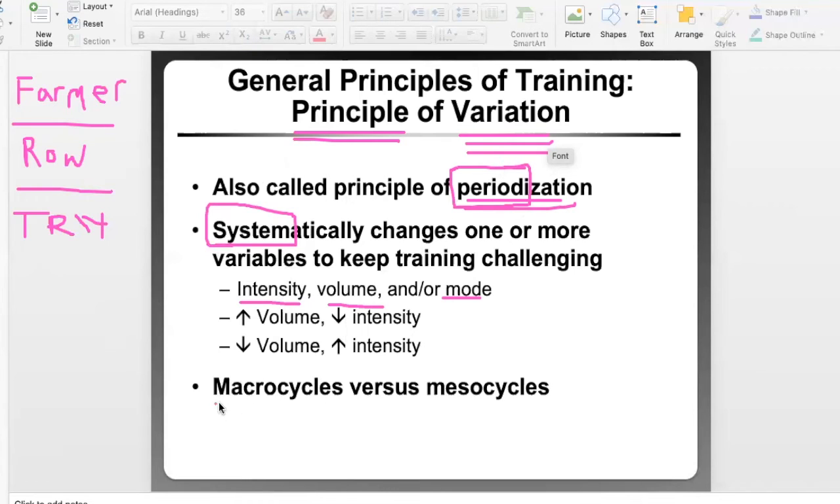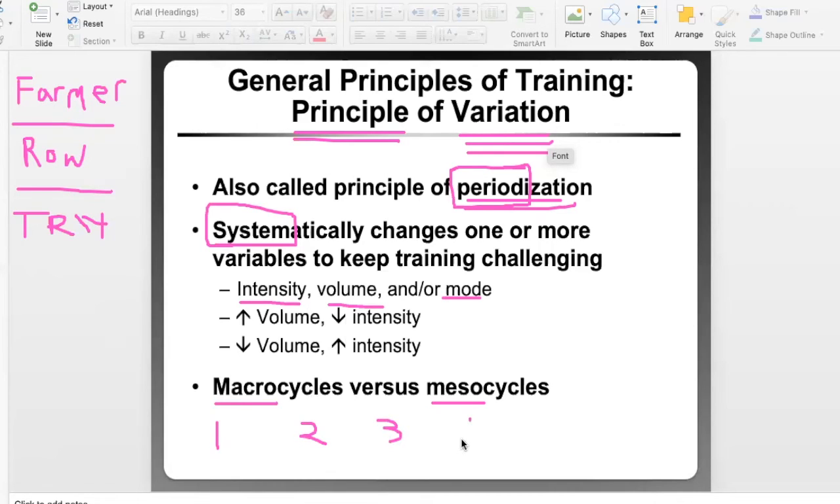A macro is a lot, a meso is medium, and micro is small. So there are macro cycles of that year, and you can even have a couple of years be a macro cycle. So the Olympics is every 4 years.